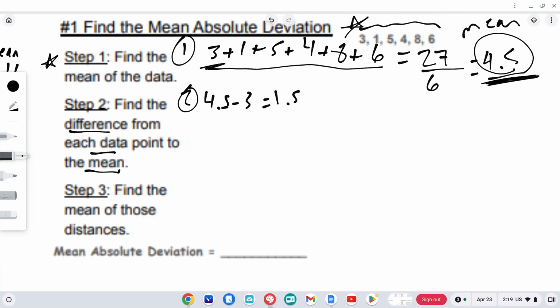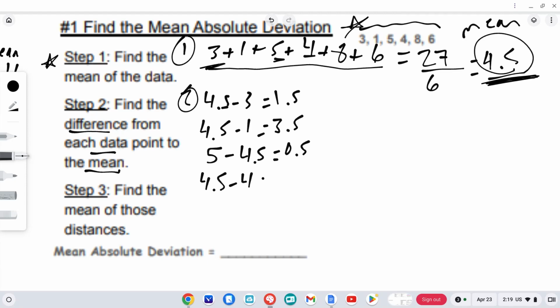I get 1.5. Then 4.5 minus the next number. That was the number 1. That gives me 3.5. The next number is the 5. Okay, that's the bigger number, so I'm going to start there. 5 minus 4.5 is 0.5. Next number is a 4. Okay, bigger number in the front. 4.5 minus 4 is 0.5.